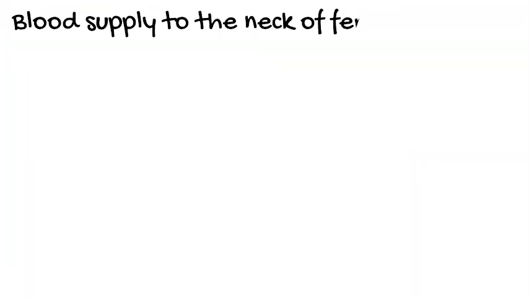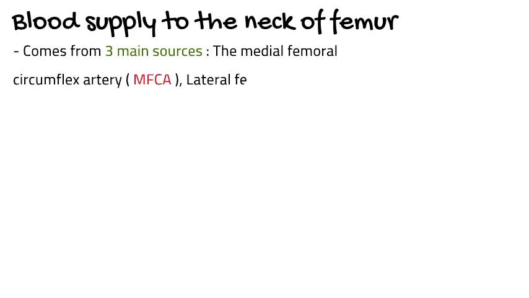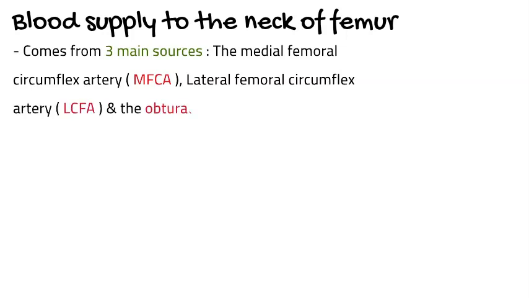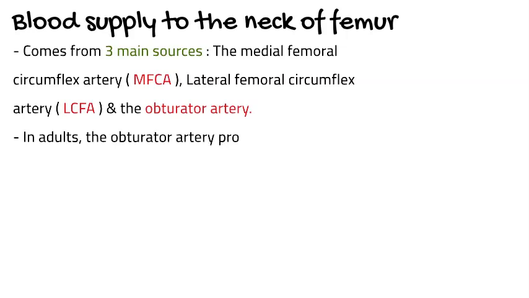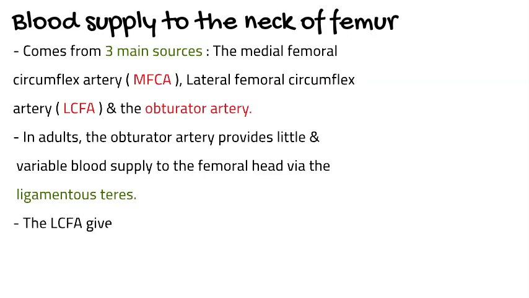Regarding blood supply to the neck of femur, it comes from three main sources: the medial circumflex femoral artery, MFCA, lateral circumflex femoral artery, LCFA, and obturator artery. I misspelled it, LFCA, okay? In adults, the obturator artery provides little and variable blood supply to the femoral head via the ligamentum teres.